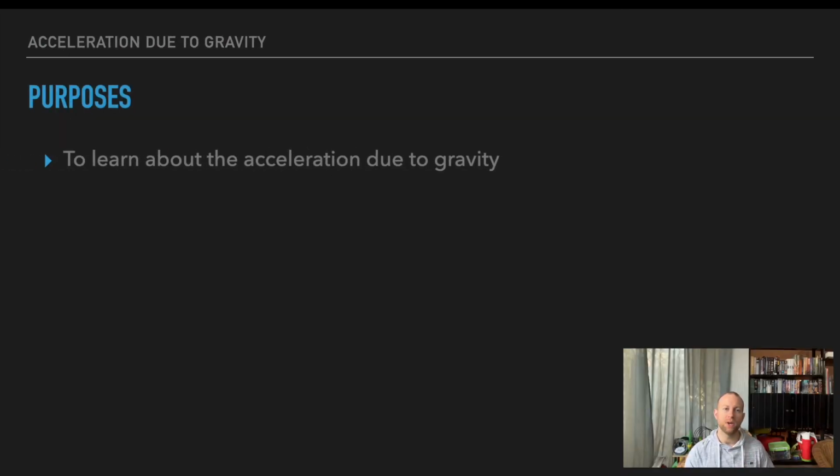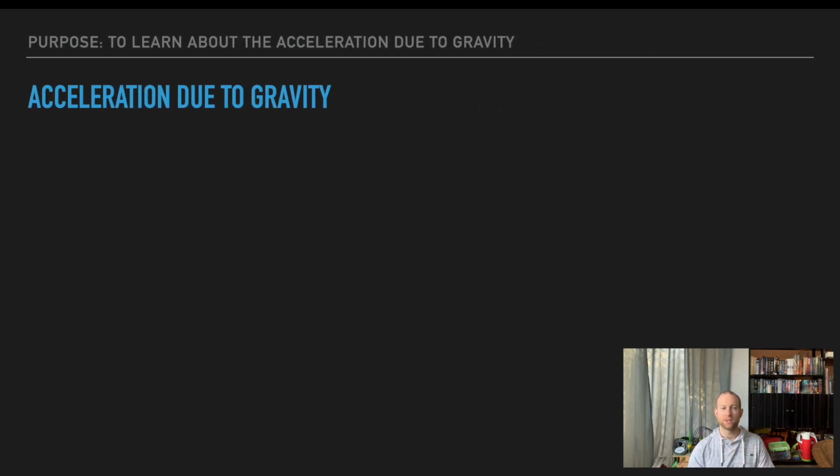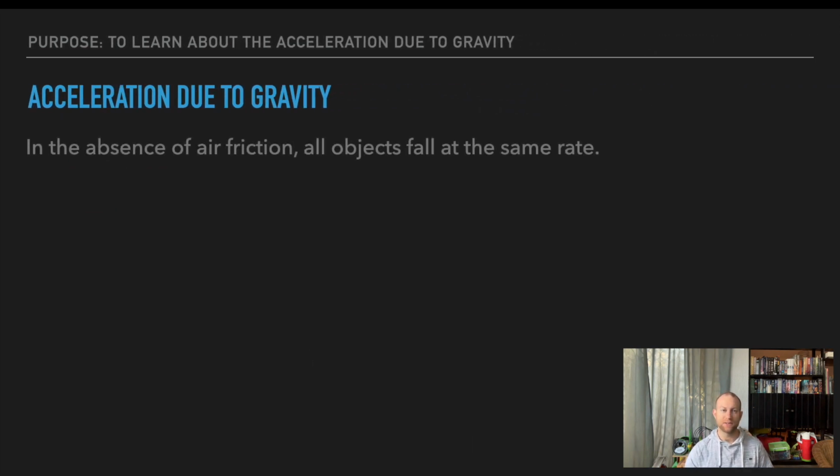Our purpose is we want to know what is acceleration due to gravity, and we're going to solve some problems involving acceleration due to gravity. You might have heard this term before. Any object that falls is going to fall at the same rate if you don't have friction. So you might have seen a video of astronauts on the moon. They have a feather, they have a hammer. They drop the two of these at the same time and they hit the ground at the same time. If you don't have friction, like air friction, air resistance, things fall at the same rate.